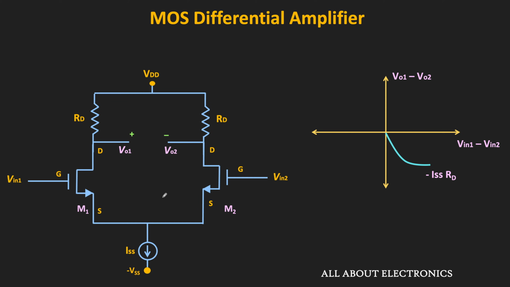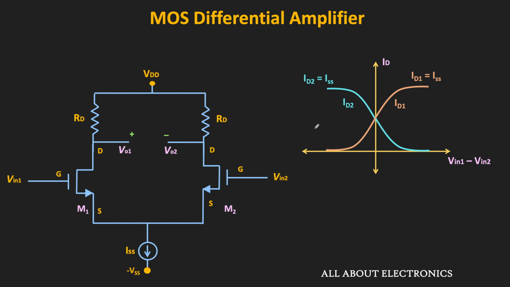The same thing happens on the other side for the negative values of Vin1 minus Vin2. That means as Vin1 minus Vin2 becomes negative, the output voltage will increase and at one point the current will flow only through the second MOSFET. In that case, this differential output will become ISS times RD. And here is the change in the drain current with the differential input. So up to this point, we have already discussed in the previous video.